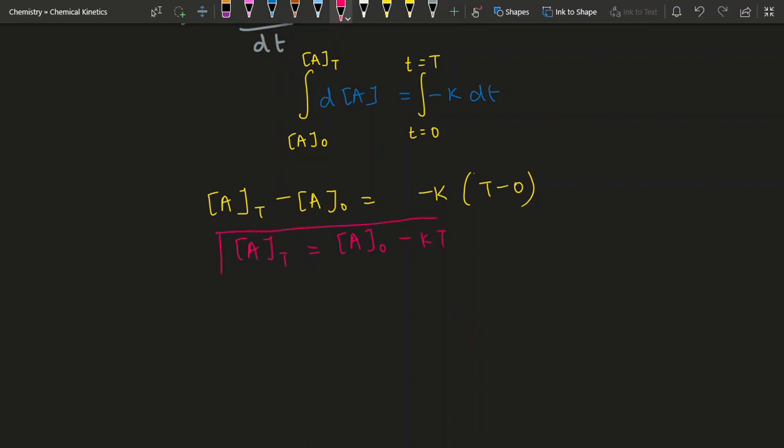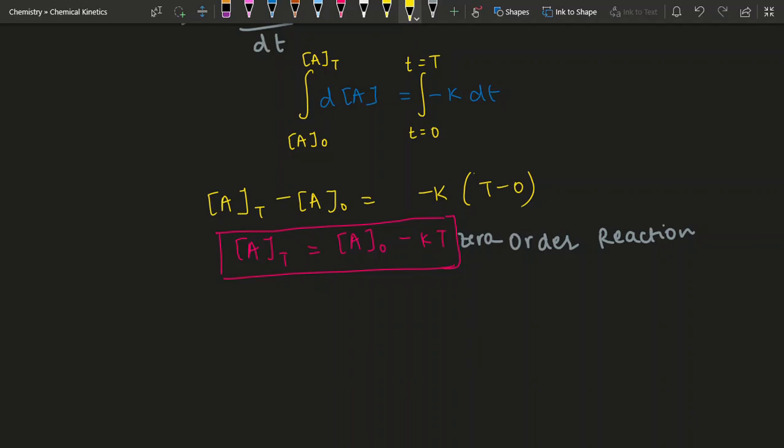And this represents the concentration time dependence for a zero order reaction. Let me just write the word zero here to avoid any confusion. So, zero order reaction. Now, similar to what we have done in finding the half-life of a first order reaction, where we were talking about radioactive decay, you can also find the half-life for a zero order reaction.